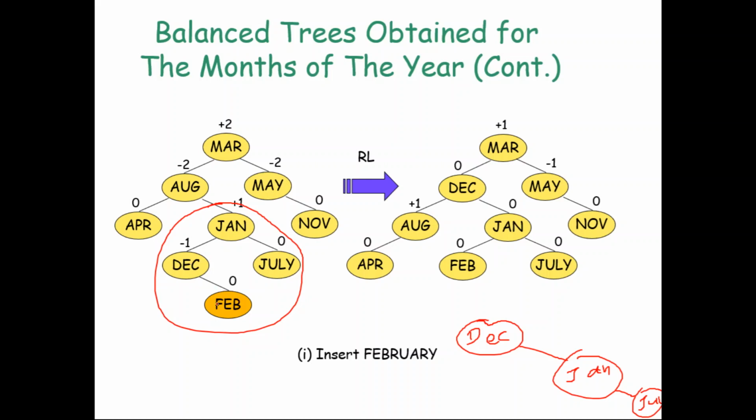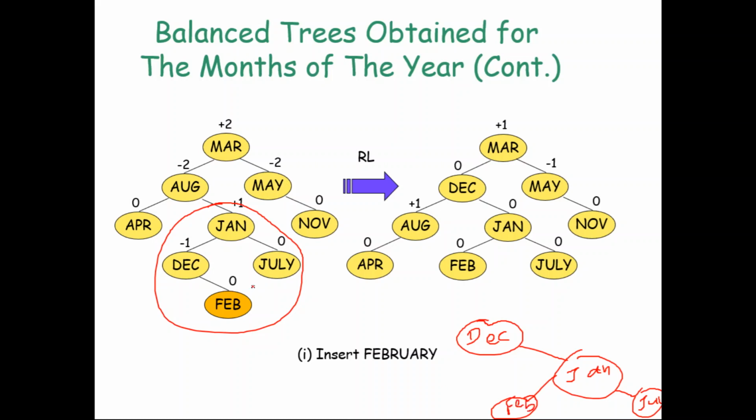So if Feb is right to December, then it means Feb is greater than December. So it should go right. But Feb is less than Jan. Okay, F is less than J. So it will go as the left child of Jan. So it will come somewhere here. Feb will come here. Okay.